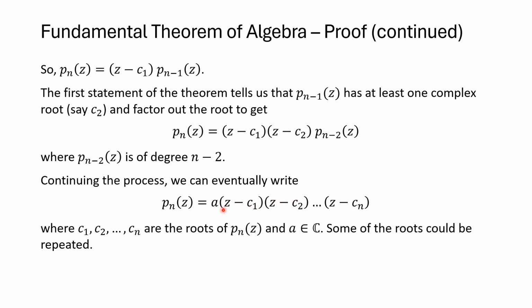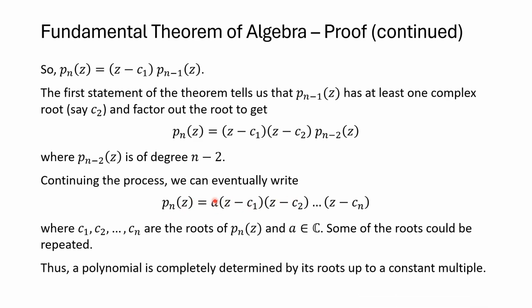For example, if our P_n(z) was, say, 3 times (z minus 3i) to the 7th power, then 3i would be the root, and it's repeated 7 times.